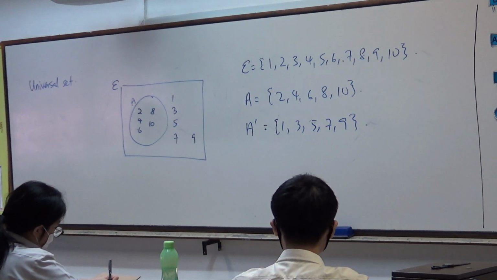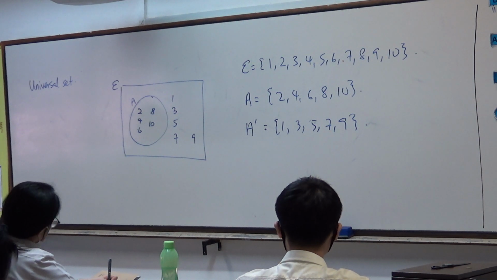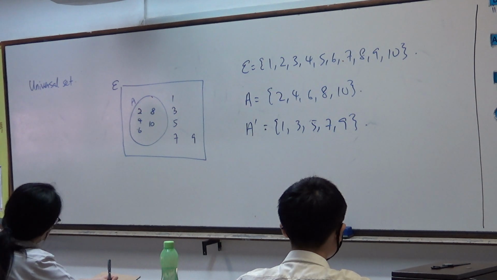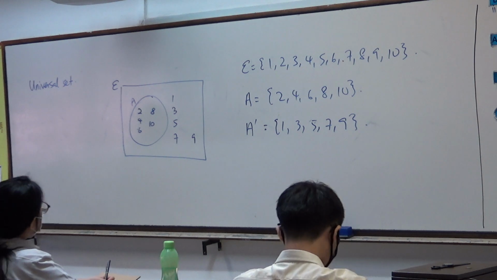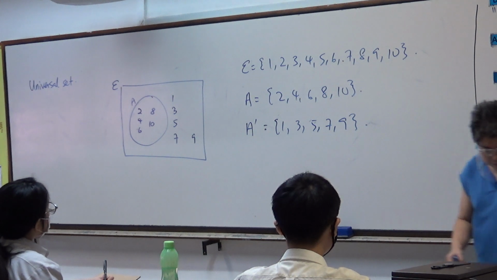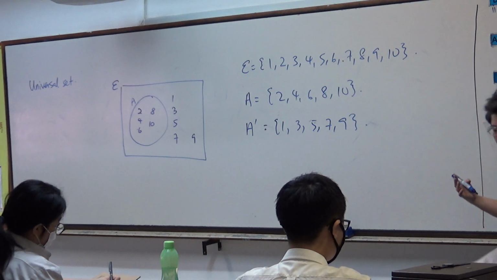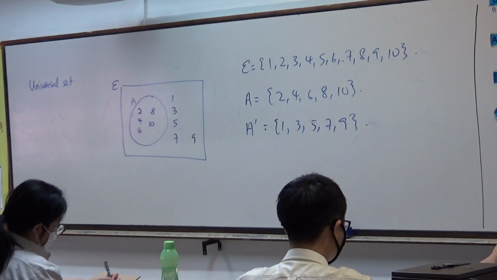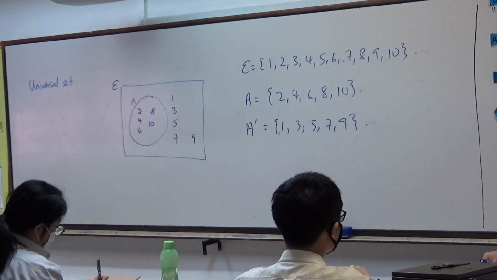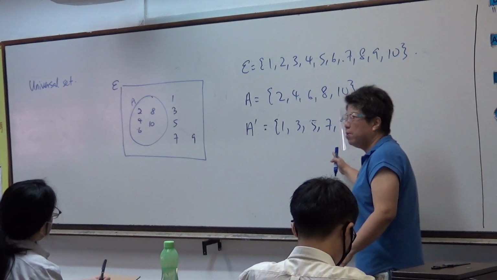Everybody clear? It's not so easy, okay? Because when I go to intersection and union, you're going to die. Okay, not die lah. At this point, you will see some stuff. Everybody okay? Alright. Now, I have introduced universal set and also complement of a set.